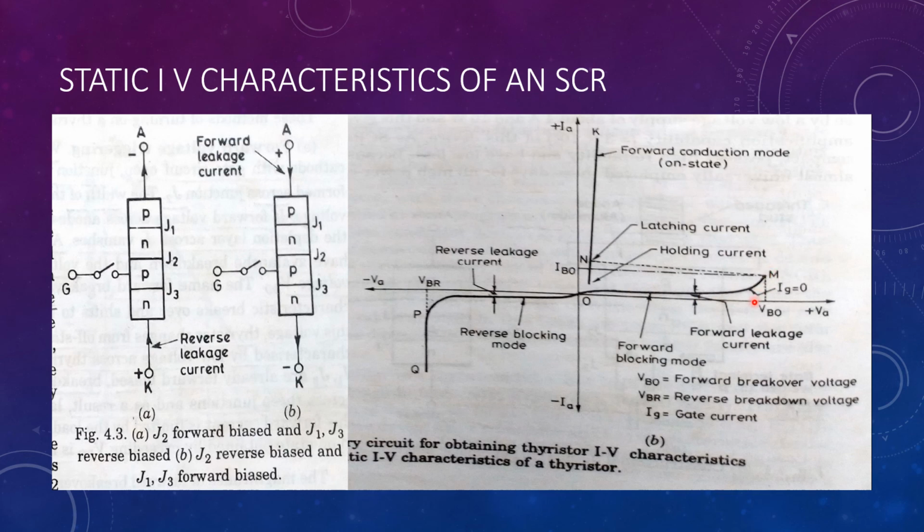When you increase the voltage beyond a certain voltage called the forward breakover voltage, there is a transition from forward blocking mode to forward conduction mode. And immediately the device starts conducting current. This is represented by region NK. As you can see over here, the voltage is small, whereas the current is large. The junction J2 has broken down and the device starts conducting, which is represented by NK.